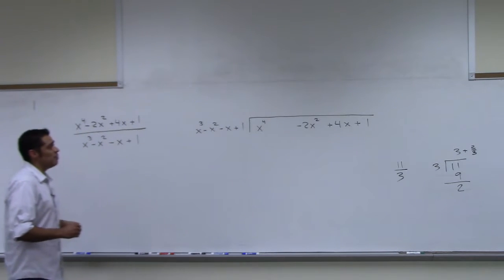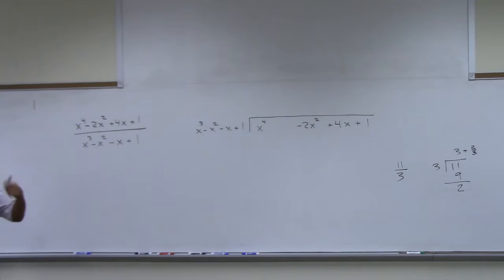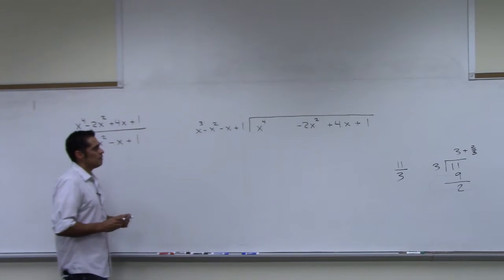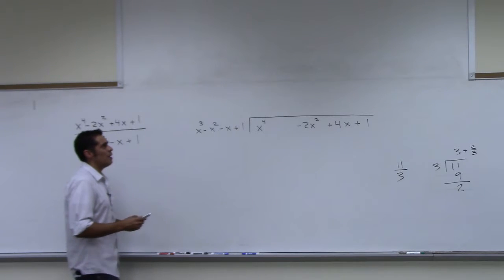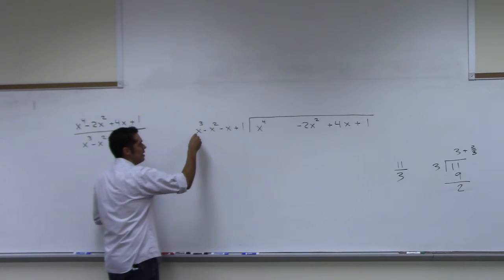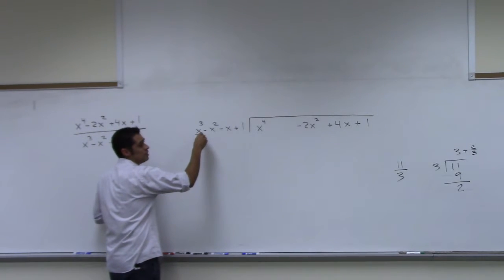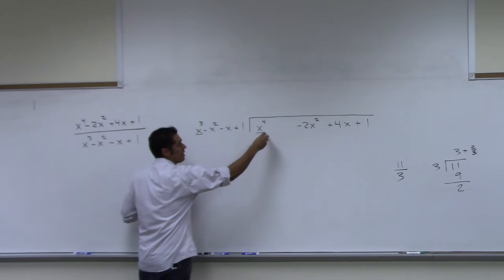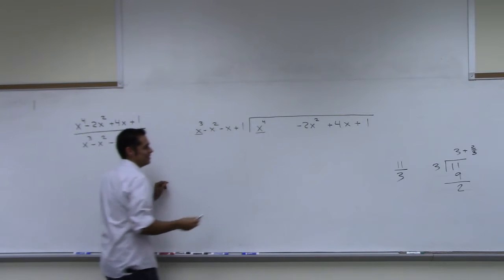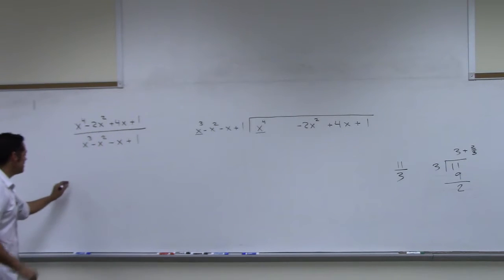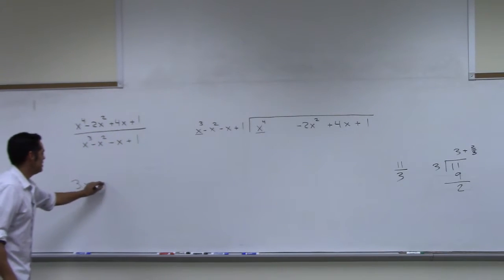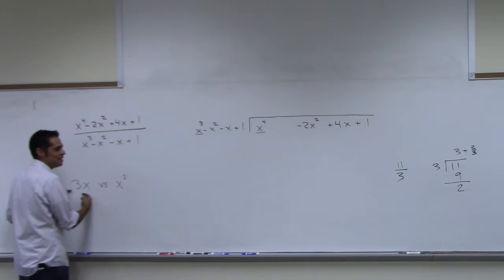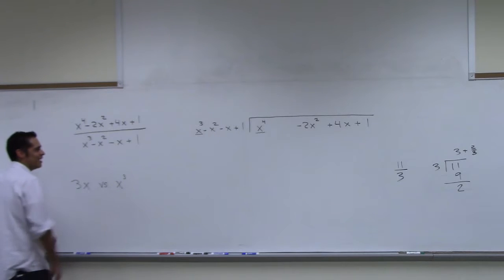Okay, so what do you do at this point? After you rewrite it, what's the kind of question you are asking yourself? What times 3x, x cubed, will be x to the fourth? Yeah, there you go, sorry. No, 3x versus x cubed. I know what you meant, but since you're saying this, I can't agree with you. I know, I'm sorry. Okay.